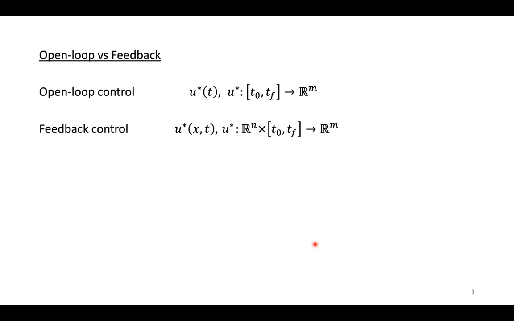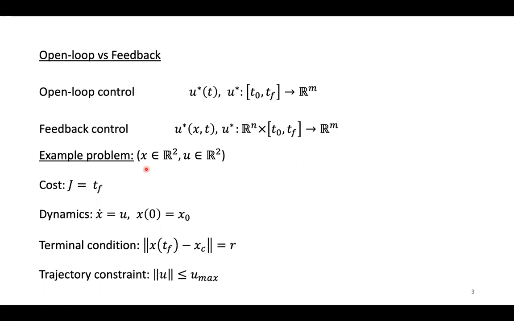What open loop control says is that the U star is a function of time, which means at every instant, give me the value of time, and I will give you the m dimensional control input that you have to pick to optimize the cost under those constraints. As opposed to that, a feedback controller asks for both the time and the state for figuring out the optimal control input. What is the difference? How does it matter?